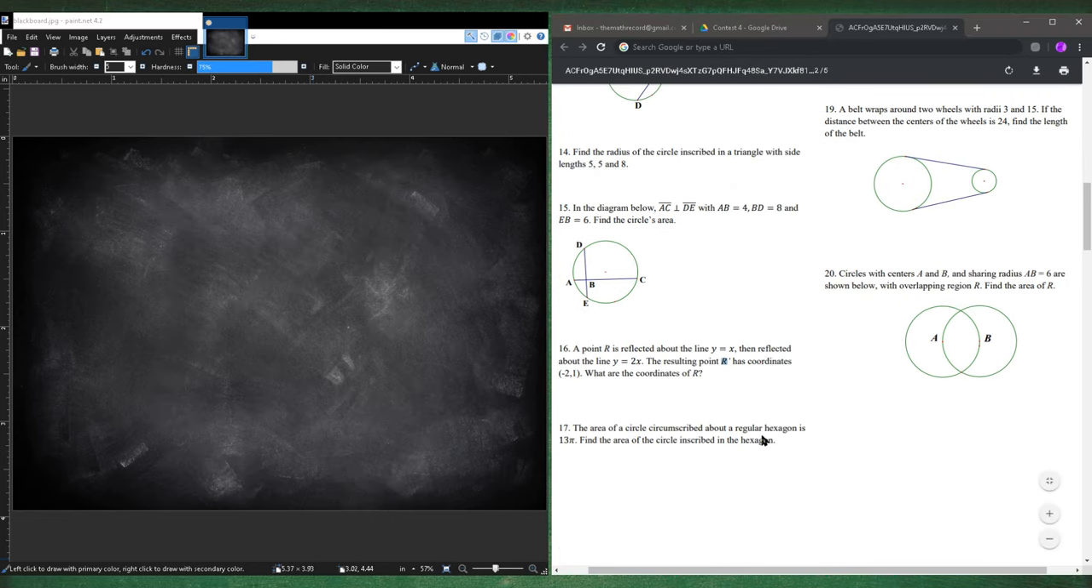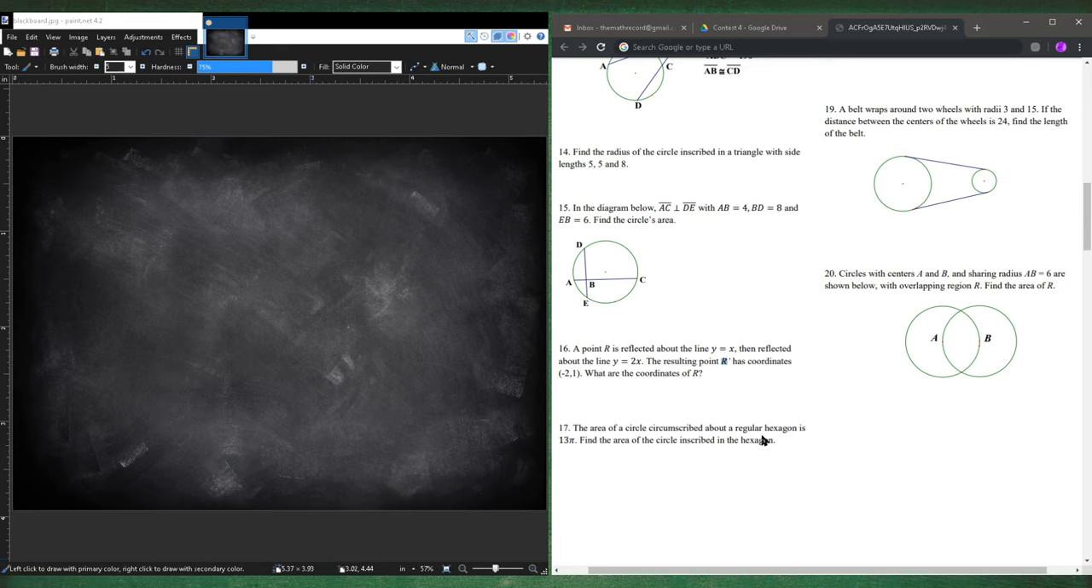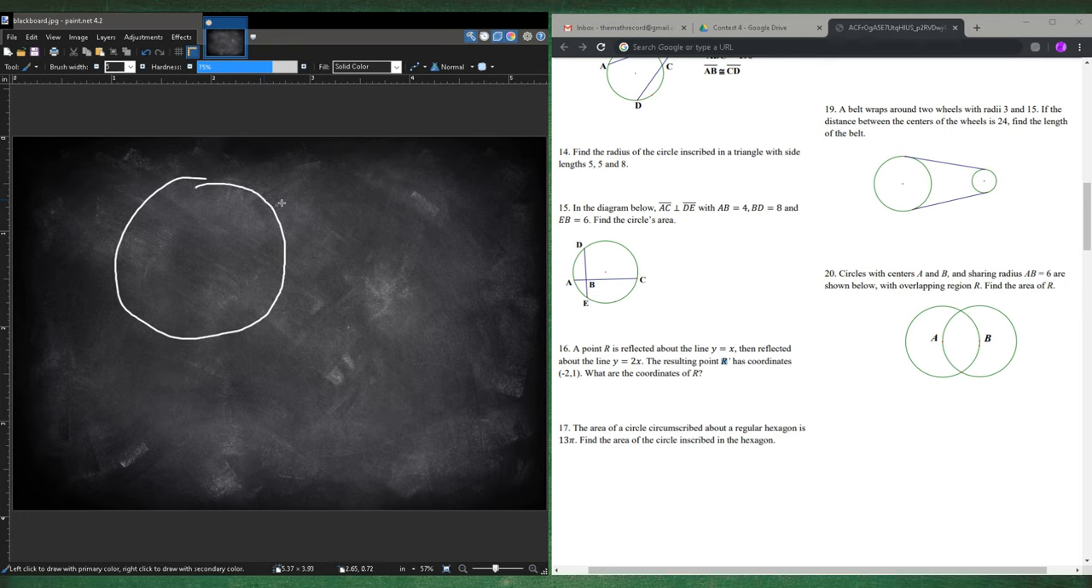Question 20. Circles with center A and B and sharing radius AB are shown below. What overlapping region are? Find the area of R. So let's kind of draw this out. Since they say that the radius is overlapping and they're both going through the center of the points, right? Then basically they're the exact same circle. They're just overlapping. So you draw a line here, line here, and line here.